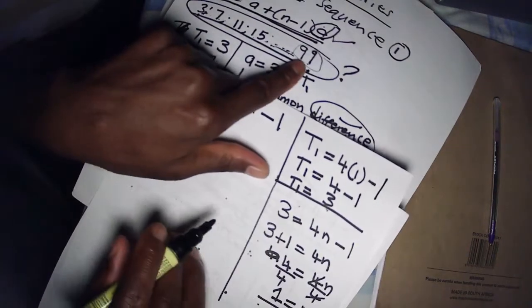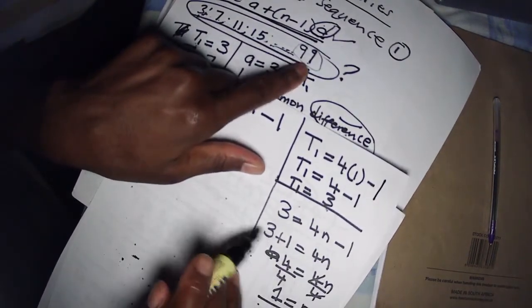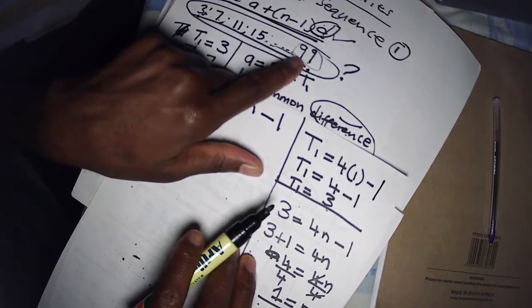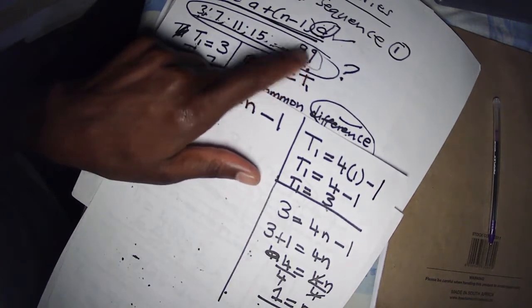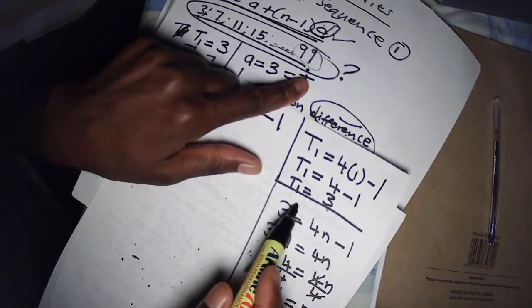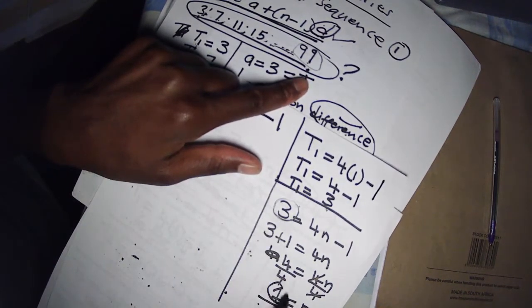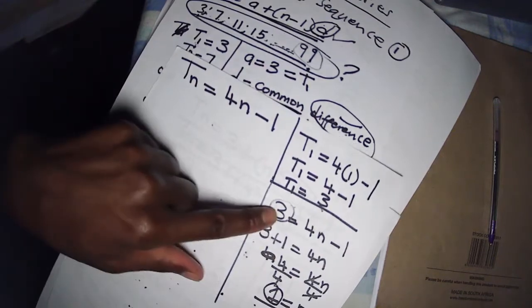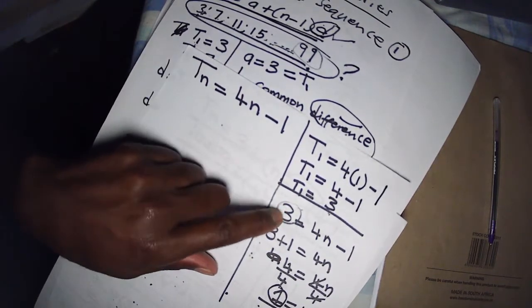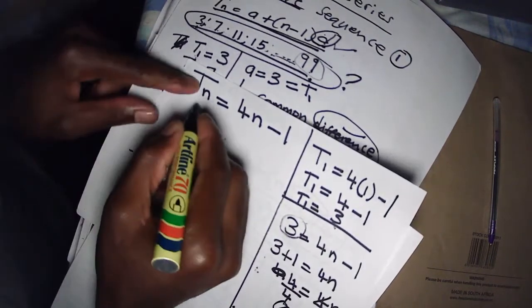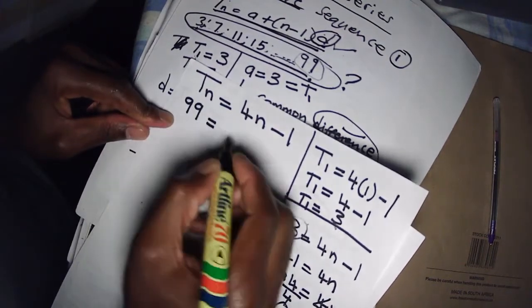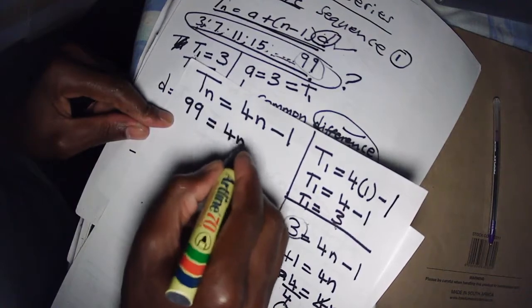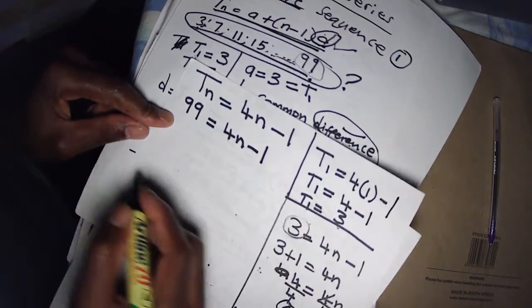We don't know what term 99 is. Which term? Because we see that 3 is term number 1. So let us now sub 99 where we subbed the 3. Let's put 99 on Tn. 99 is equal to 4n subtract 1.